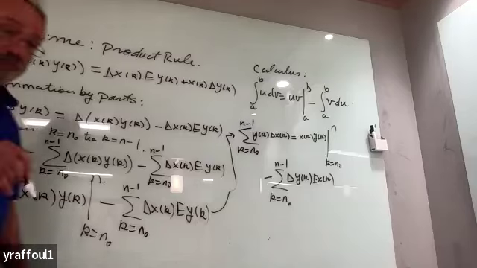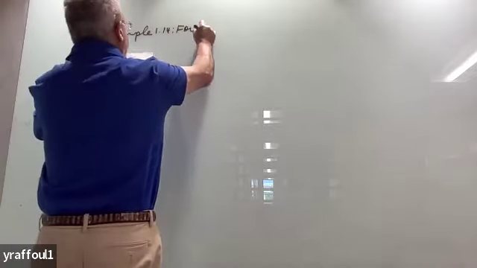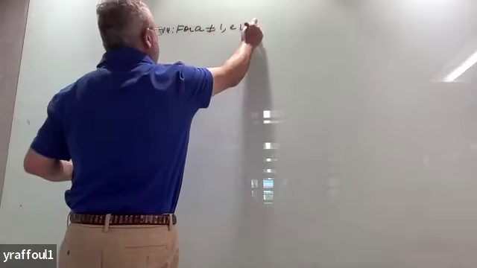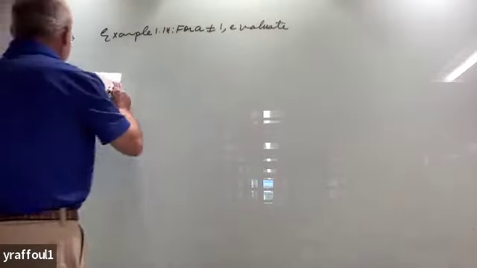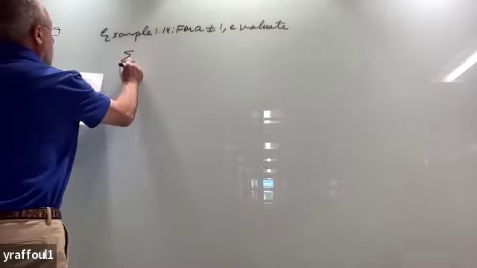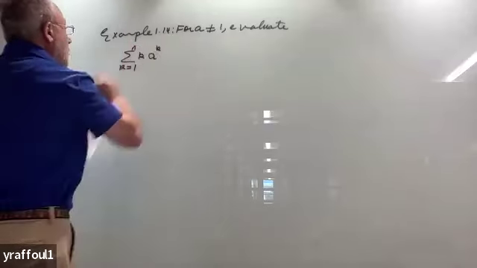All right, any questions? Let's do an example. Now I'm going to turn my computer around because I have two boards. All right, so let's take a look at example 1.14. For a different than 1, we want to evaluate the sum from k equal 1 to n of k a to the power k.